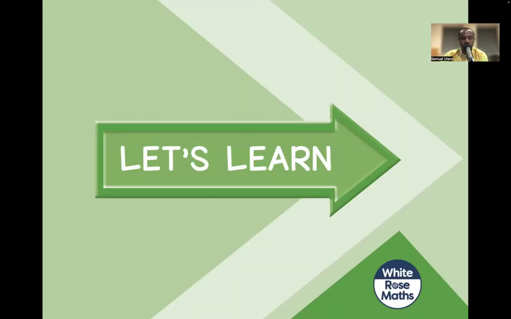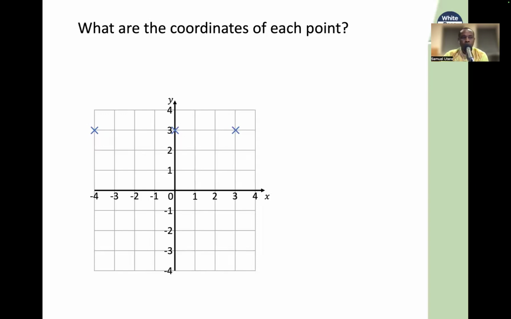Let's do some new learning. If I ask you, what are the coordinates of each point? Well, by now you know how to read coordinates in all four quadrants. So you would say this is -4, 3. You can see it here. We go along -4, and then we go up 3 to get to this point here.